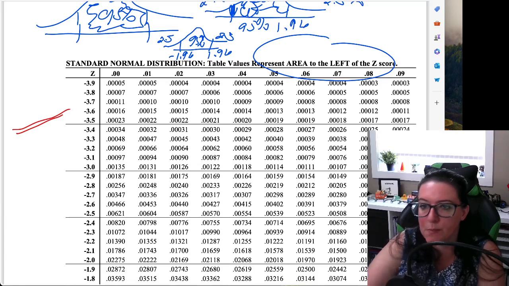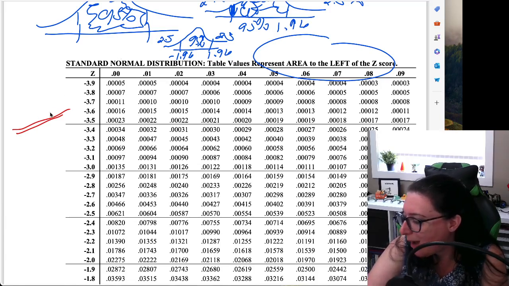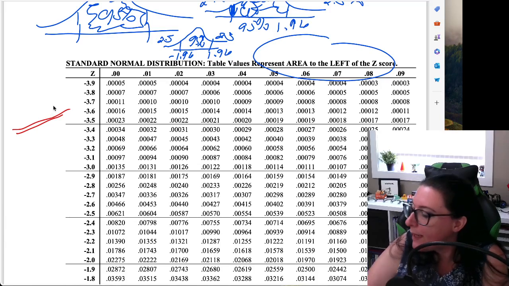I don't know what's wrong with this particular tab. It does not want me to write on it.